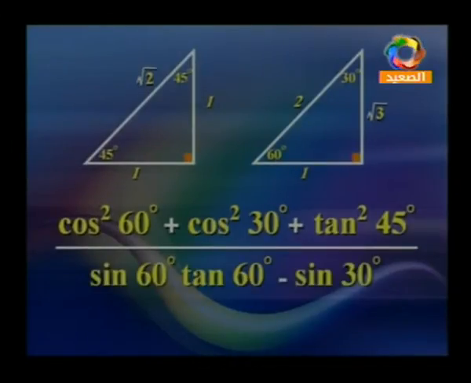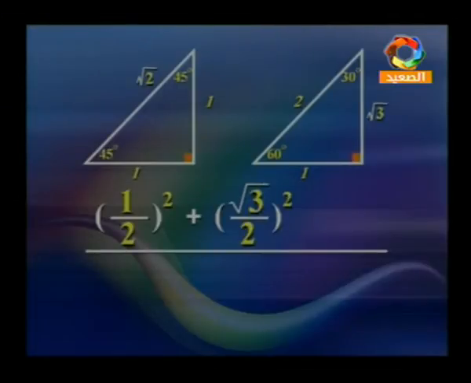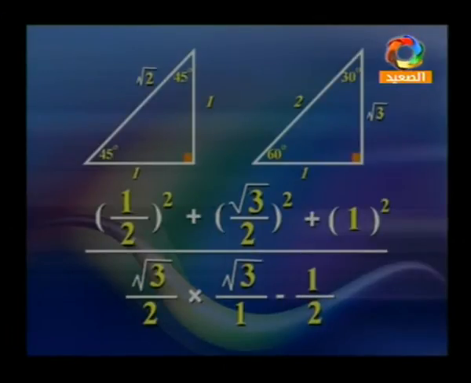Now, to find the value of cosine squared 60 plus cosine squared 30 plus tan squared 45 over sine 60 tan 60 minus sine 30 degrees. What about cosine squared 60? It is half to the power of 2. Plus, what about cosine square 30? It is square root 3 over 2 all to the power of 2. And what about tan square 45? It is 1 all to the power of 2 over sine 60, which is square root 3 over 2, multiplied by tan 60, which is square root 3 over 1, minus sine 30, which is half.